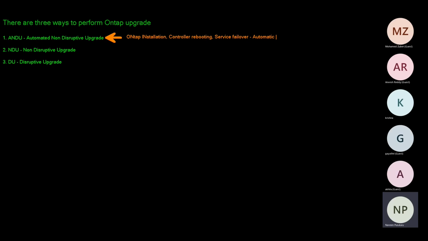This procedure started from Data ONTAP 8.3. Data ONTAP 8.3 onwards, they have introduced this ANDU procedure. Till Data ONTAP 8.2, we don't have ANDU. We have NDU and DU. We don't have ANDU available till Data ONTAP 8.2.